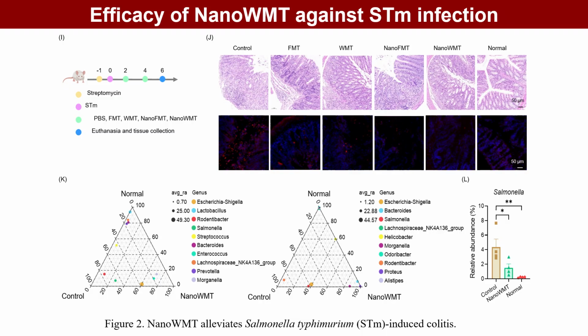indicating decreased STM colonization. 16S rRNA sequencing showed that nano-WMT significantly improved the composition and abundance of microbiota, and markedly increased the proportions of beneficial bacteria and reduced the abundance of harmful bacteria.